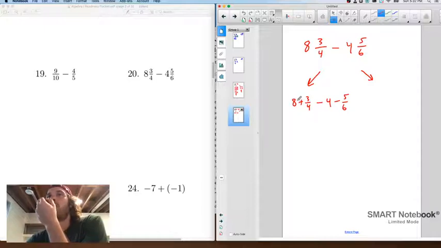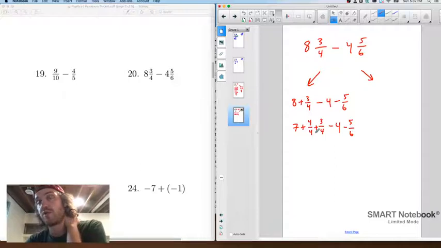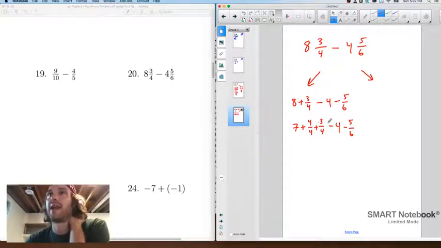I'm going to borrow from the 8, and I'm going to borrow a couple fourths. So how I'm going to do this is I'm going to think about this as 7. Okay, I took a whole away. I took 4/4 away, plus 3/4 minus 4 minus 5/6. So 4/4 is just 1. 1 plus 7 is 8. So we haven't done anything except I just took 4/4 or 1 away from that 8. And I'm doing that so that I can create a fraction that we can subtract 5/6 from.